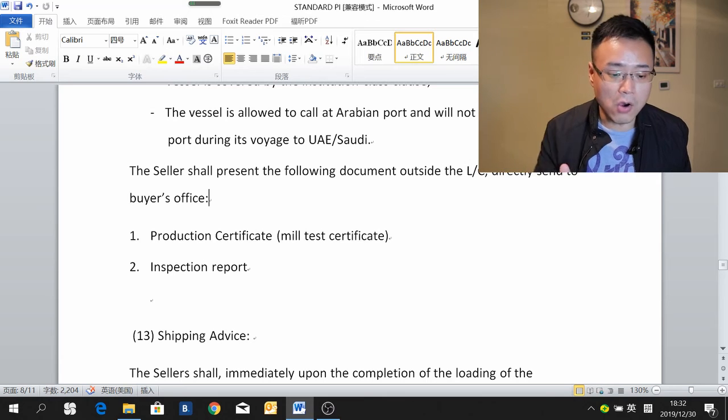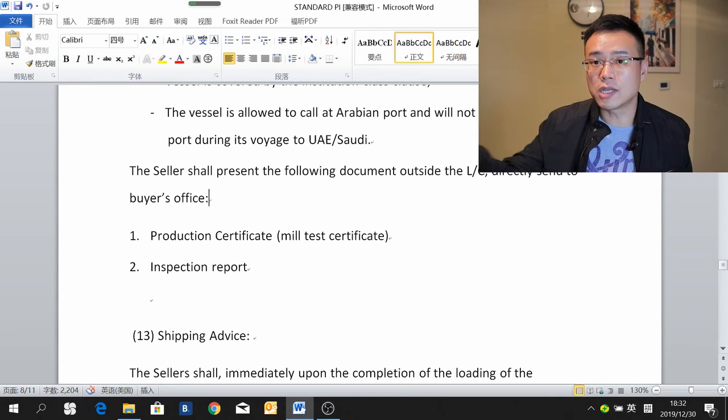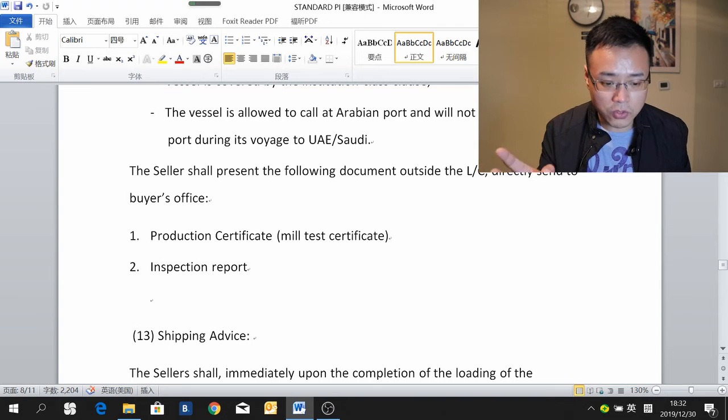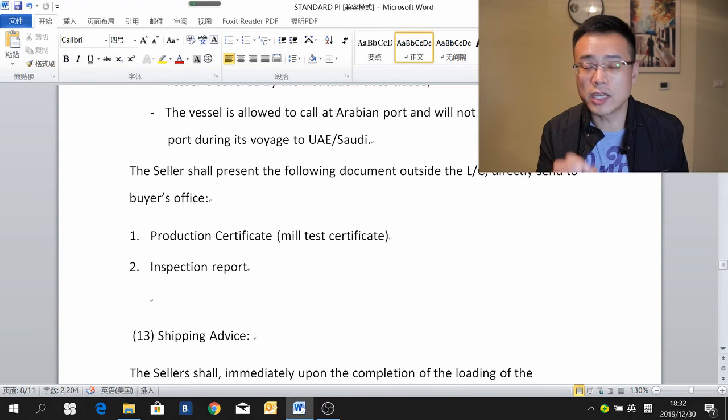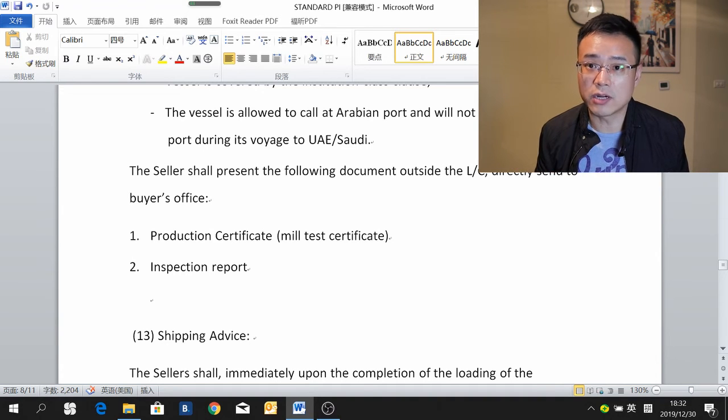So I will always ask my buyer to accept these two documents, only these two documents, to be sent outside of the LC, directly to your office. And you have to trust me. If you don't trust me, and you force me to send the MTC and inspection report through the bank channel, I will not accept this LC at all.